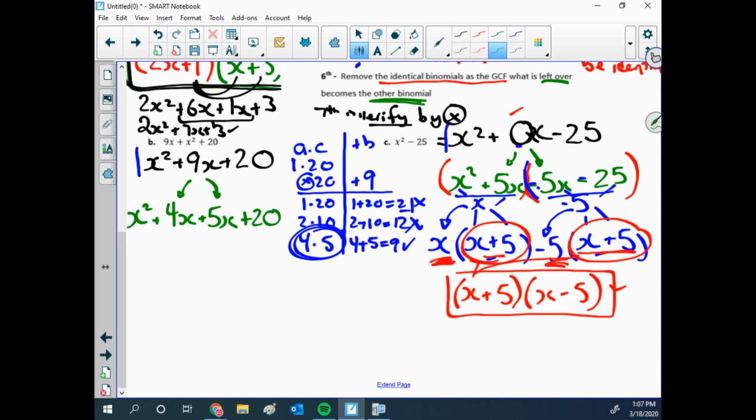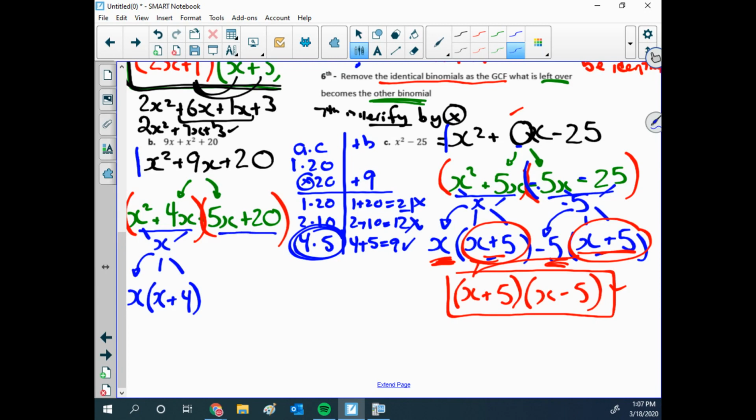stays the same. My next step is to put brackets around the first two terms and last two terms, and then remove a GCF. So from the first set of brackets, I would remove an x, comes to the front, and then I write what's left. So x squared divided by x is x. 4x divided by x is 4.